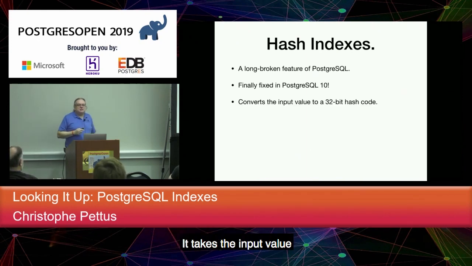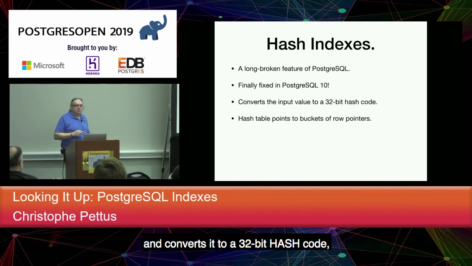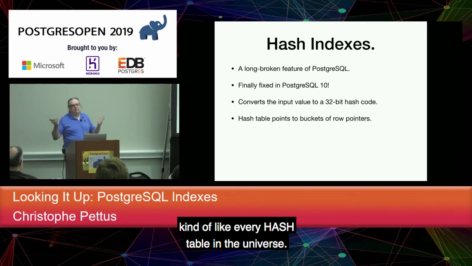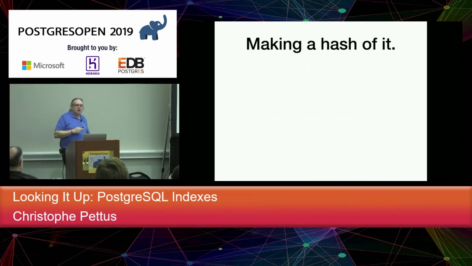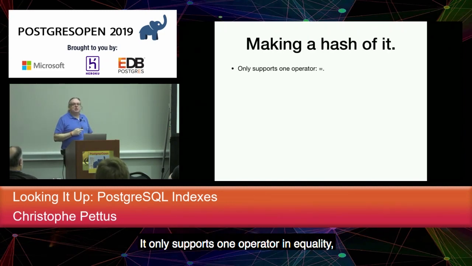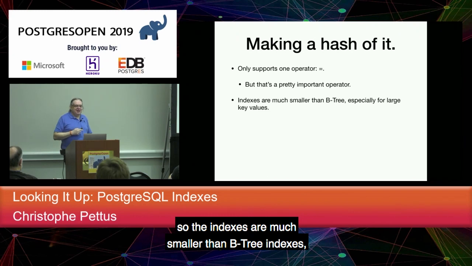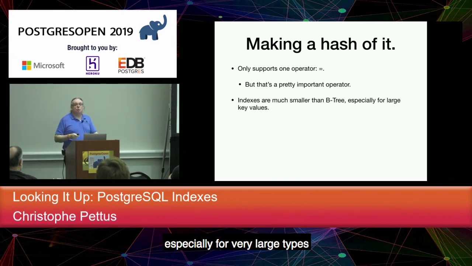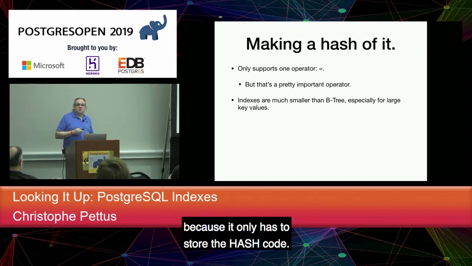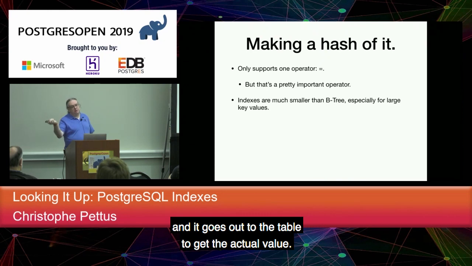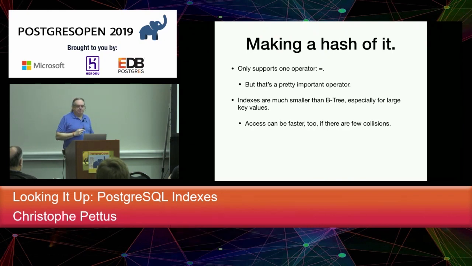It takes the input value and converts it to a 32-bit hash code, with a hash table that points to buckets of row pointers, kind of like every hash table in the universe. It only supports one operator, equality. But that's a pretty important operator. You use equality a lot in databases. So the indexes are much smaller than B-tree indexes, especially for very large types, because it only has to store the hash code. It doesn't have to store the full value. It goes out to the table to get the actual value.